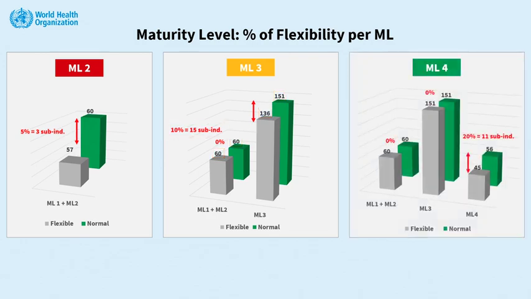To reach ML4 with the flexible algorithm, all 60 ML1 plus ML2 sub-indicators plus 151 ML3 sub-indicators plus 45 out of 56 sub-indicators at ML4 should be scored as implemented. 20% flexibility is thus allowed for 11 sub-indicators at ML4 across all functions.